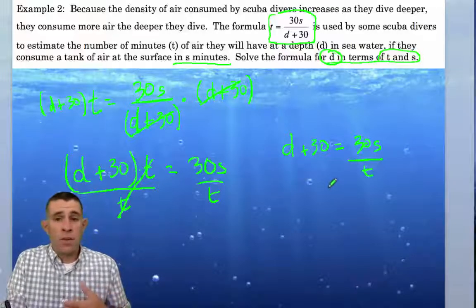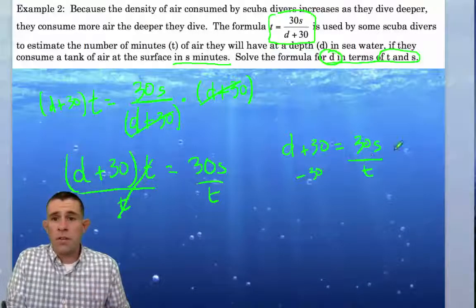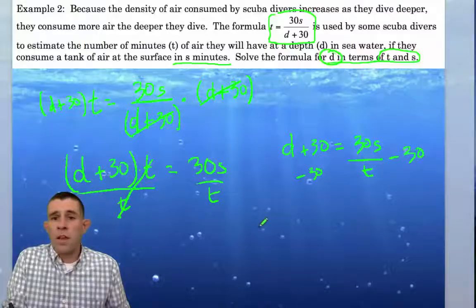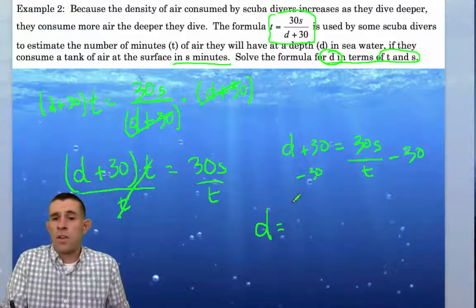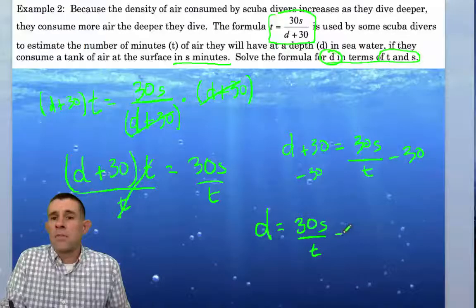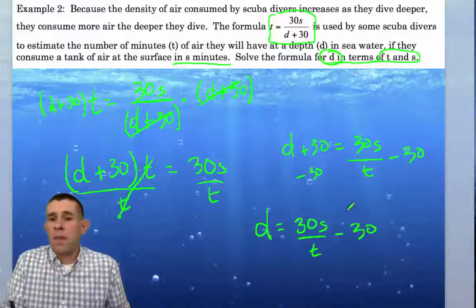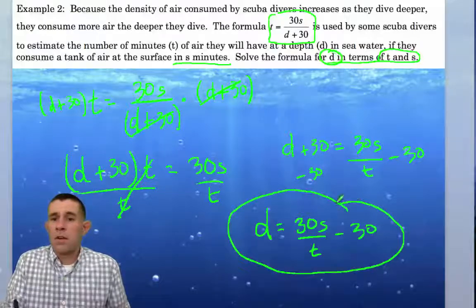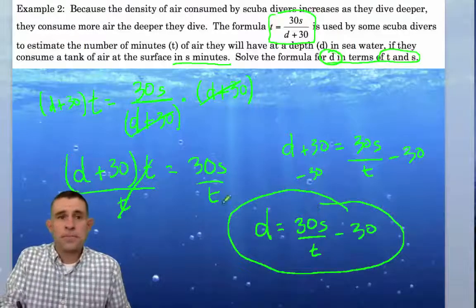And finally, in order to get D by itself, I'm simply going to subtract 30 from both sides. Now, my equation here, or my formula, is D is equal to 30S divided by T minus 30. And here it is rewritten in terms of D.